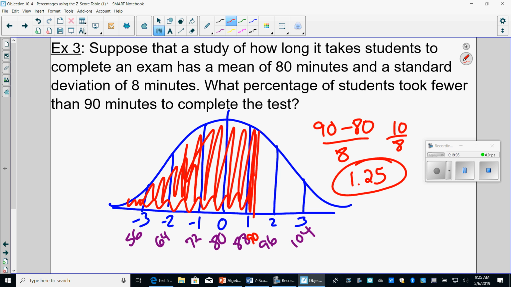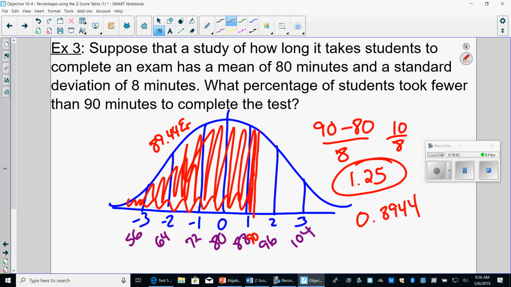All right, let's go 1.2 down the side on the positive side, and then go across 0.05. So what percentage do we have? 0.8944. Yeah. Okay. And so that's your probability, right? So my question is, what percentage is that? 89.44. Is that what I've shaded? Is that what I want? Is this what I've shaded, 89.44%?